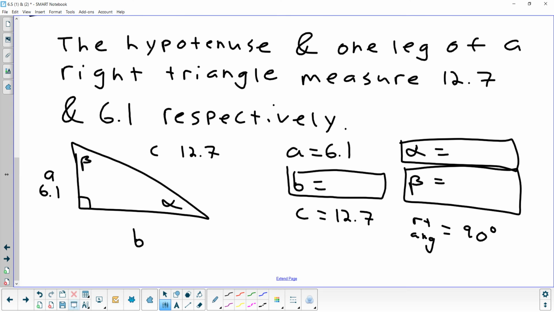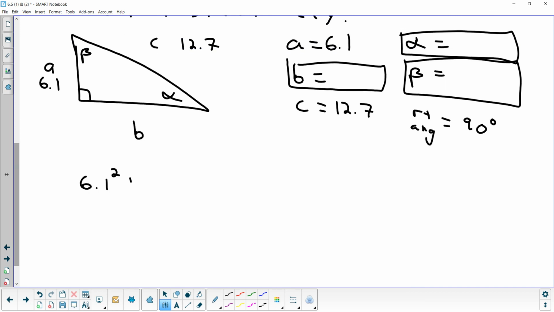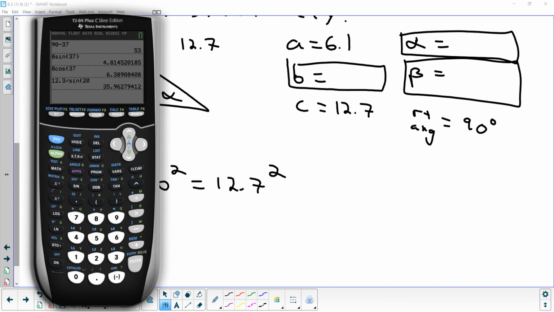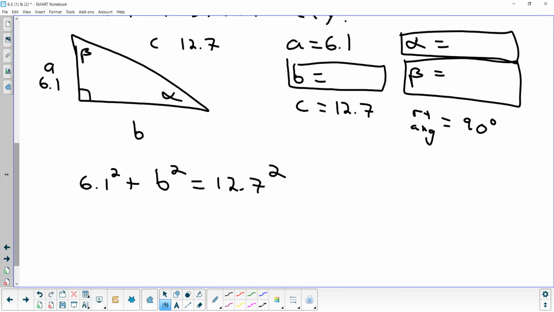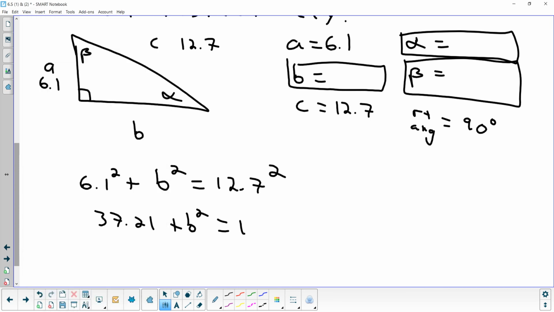because everything's given. So A squared plus B squared, which we don't know, equals C squared. All right, let's do that out. 6.1 squared is going to give me 37.21 plus B squared equals 12.7 squared, 161.29.